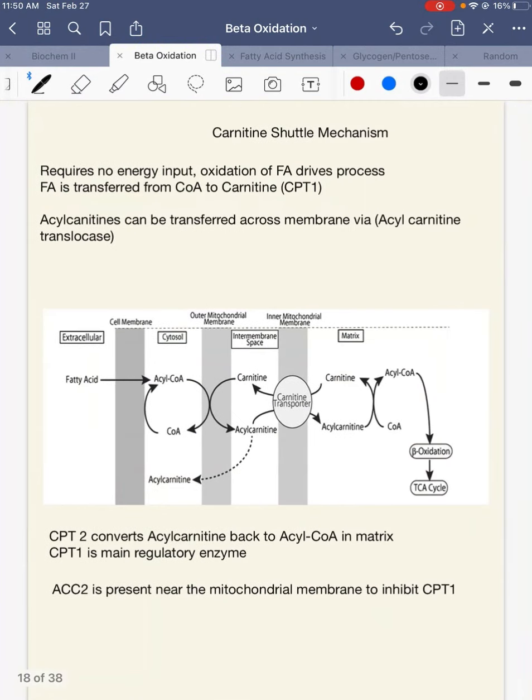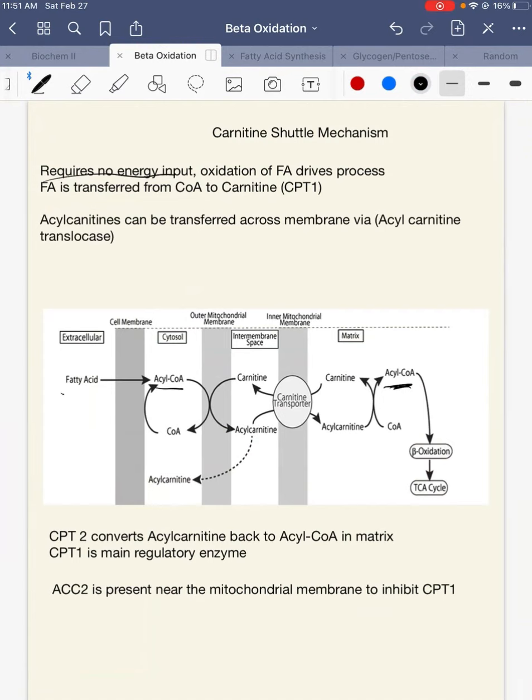Okay, so let's briefly talk about the carnitine shuttle. It's actually really important. A few things: it doesn't require any energy. Basically what we do is we transfer this fatty acyl-CoA from the cytosol into the matrix where we can run beta-oxidation. So this doesn't require free energy. What happens is this acyl-CoA being degraded in the matrix will pull the reaction in this direction. The more beta-oxidation we're running, the more the reaction is run in this direction. So it doesn't require any input.